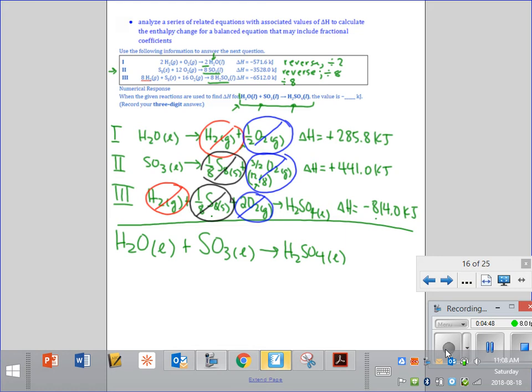So I can take the 3 delta H values and add them up to get the delta H value for my overall reaction. And when I add these together, I get negative 87.2 kilojoules. If I look back at my numerical response instructions, it says to give me a 3-digit answer, and the negative is already there, so I would fill in 87.2 as my numeric response answer.